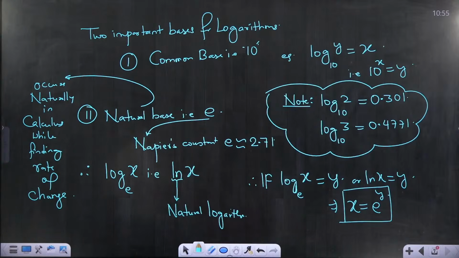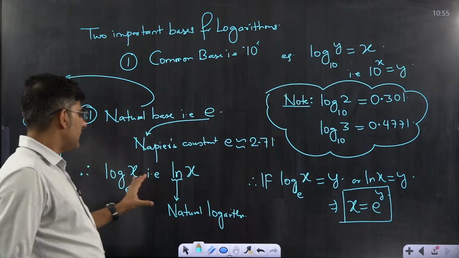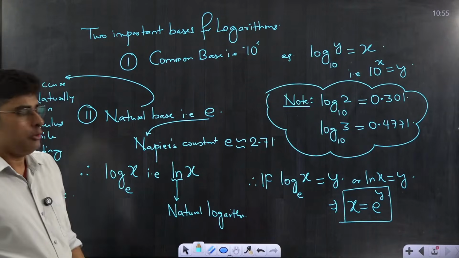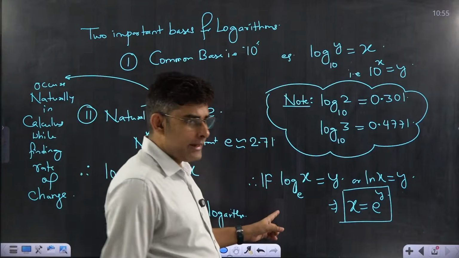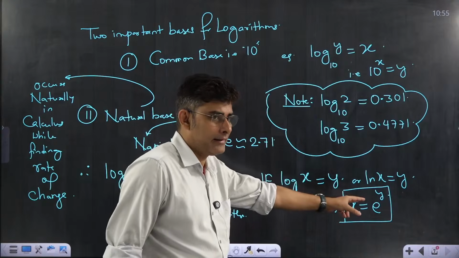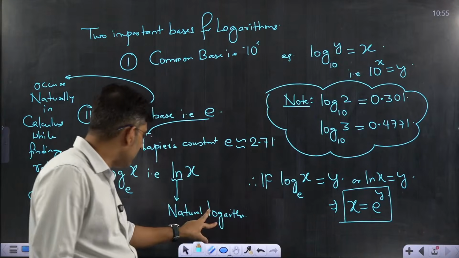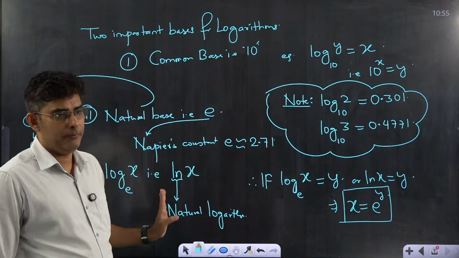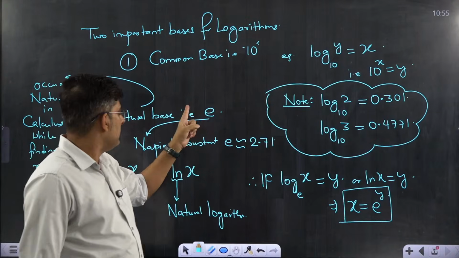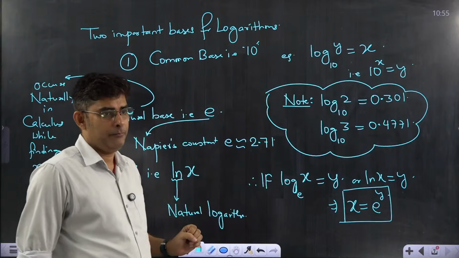So this has been given a privilege by the mathematicians as a standard accepted base, which is called the natural base. Whenever we write log x to the base e, we will also write it as ln x, and ln x is read in reverse as natural logarithm. And as I told, the base should always be greater than 1. You can see even e is greater than 1.